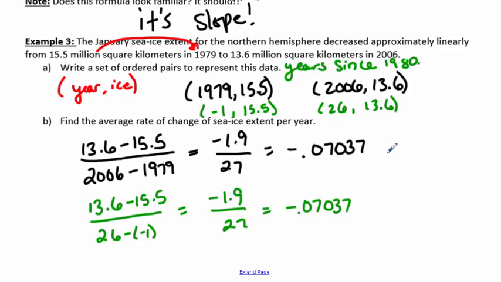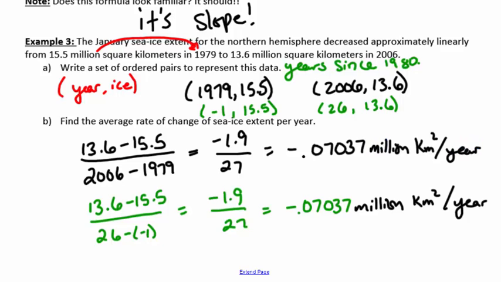Last, let's go ahead and stick our units on here. The units on the top of this fraction were the units for the ice, so they're going to be million square kilometers per year. On to the next page.